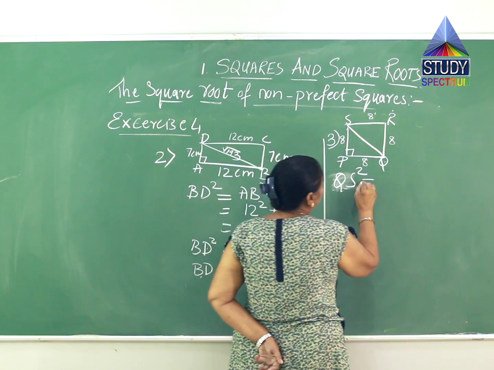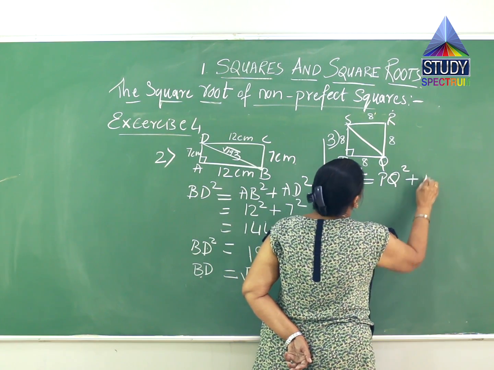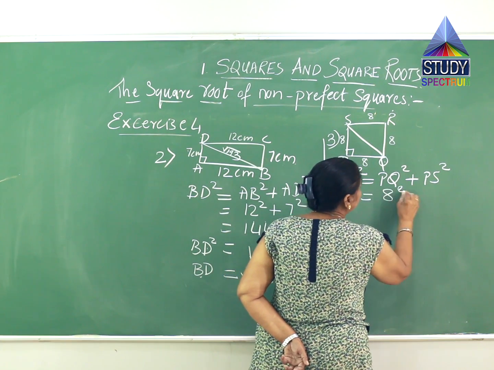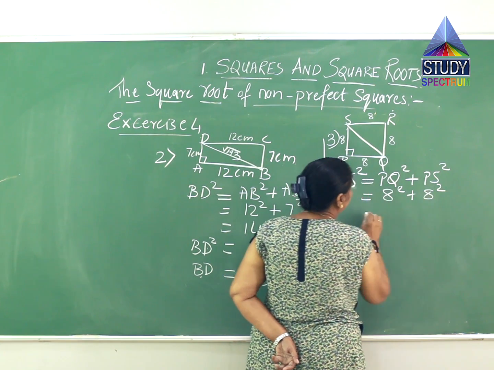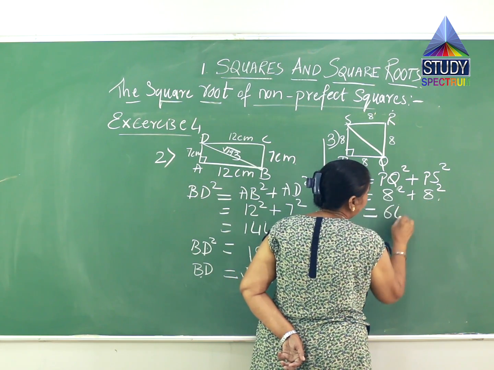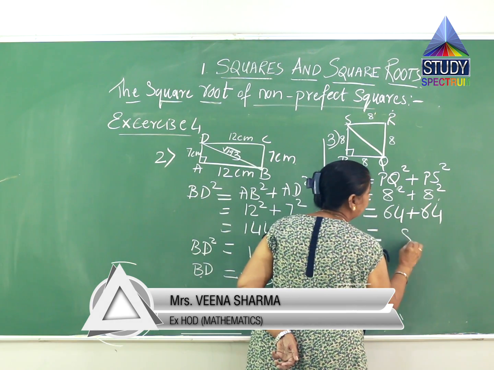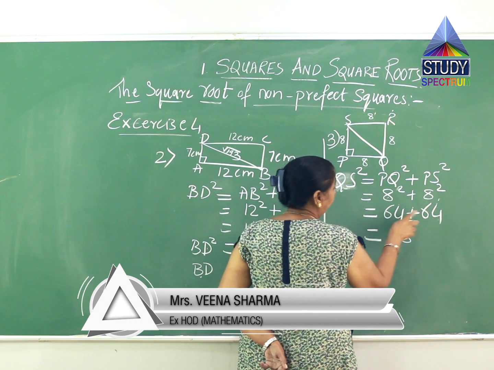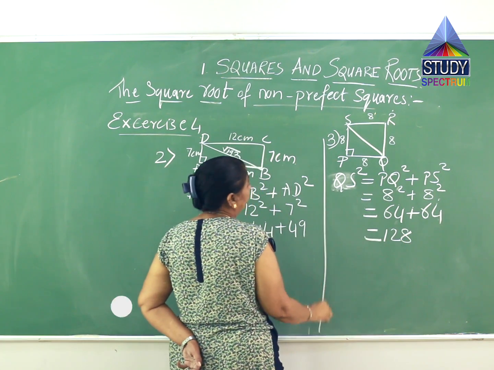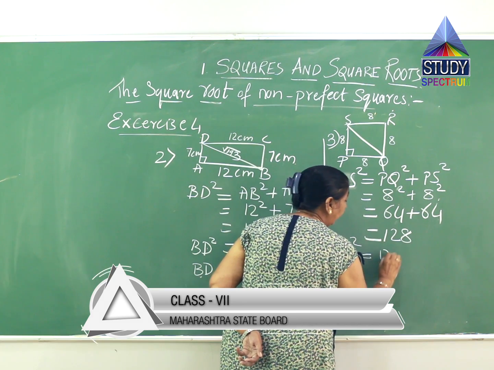Again applying the Pythagoras theorem, I can find out this diagonal. QS square is equal to PQ square plus PS square. Again substitute the value, that is sides of that square, that is 8 square plus 8 square, that gives me 64 plus 64. When you add this, you get 4 plus 4, 8 and this 12. So now QS square is 128.